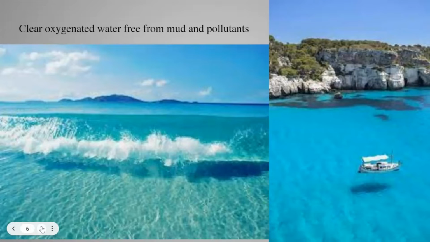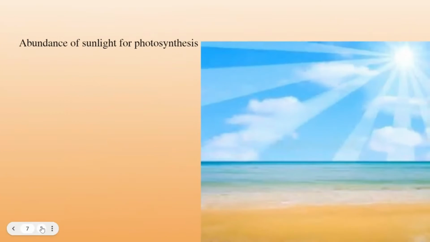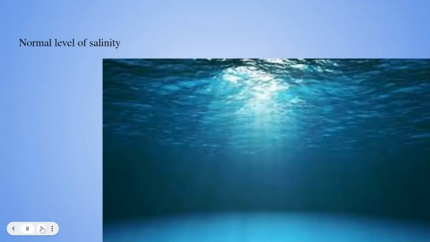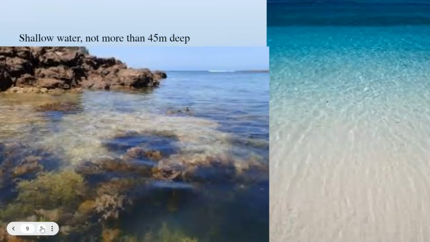Next, it needs clear oxygenated water free from mud and pollutants. It needs extremely clear water that is well oxygenated, and there should be no mud or pollutants to harm the corals. There must be an abundance of sunlight for photosynthesis to take place, hence the reason we need clear water so the sunlight is able to penetrate through the water to reach the corals. Now, a level of salinity. It needs shallow water not more than 45 meters deep. The depth of the water should not be more than 45 meters, or this will prevent the sun rays from reaching the corals.